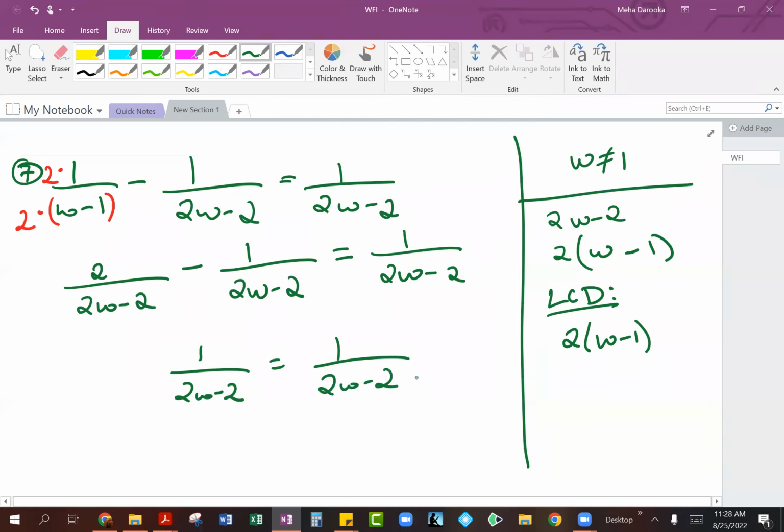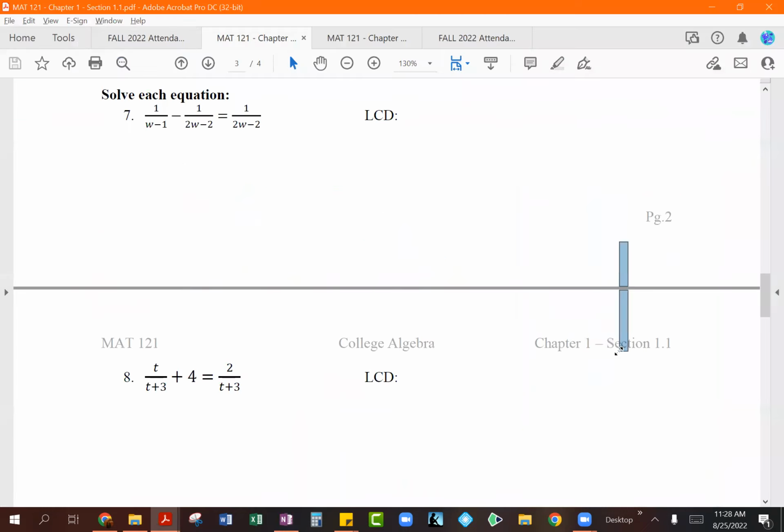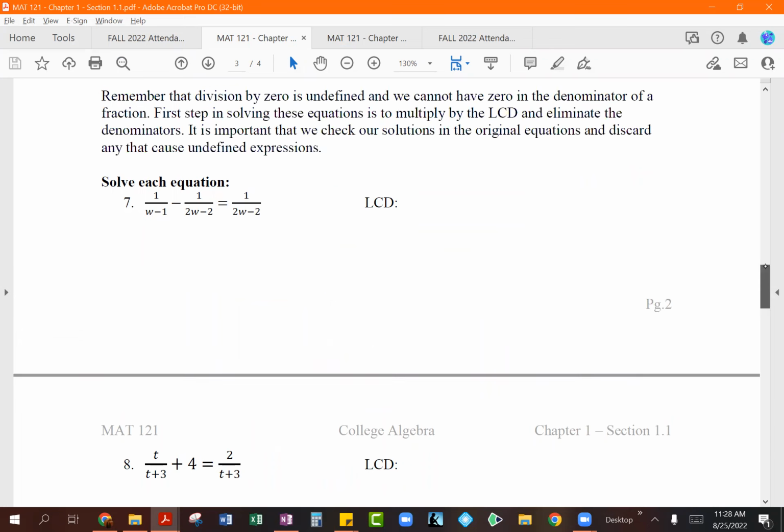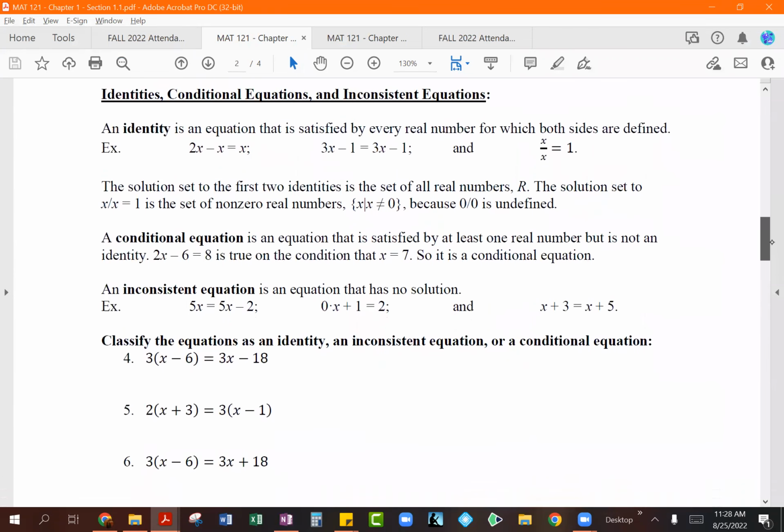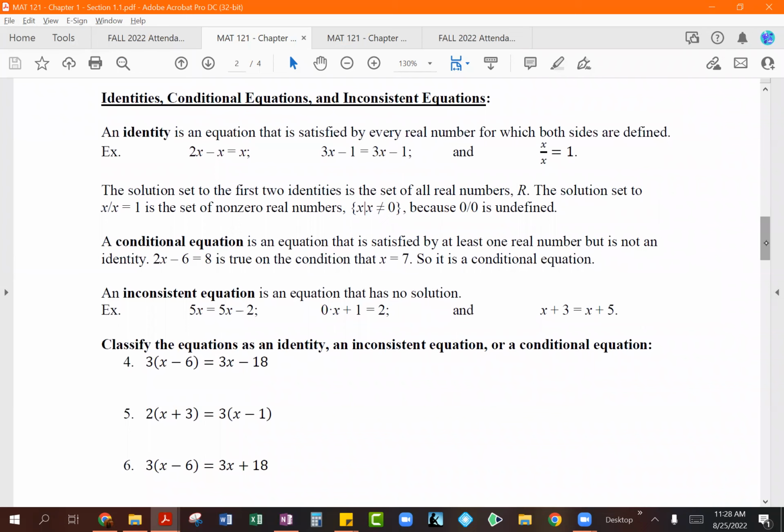What type of equation do you think this is? So the left-hand side matches our right-hand side, right? 1 over 2w minus 2 equals 1 over 2w minus 2. Remember, we had talked about the different types of equations. Yeah, very nice. Remember how we had talked about identity, conditional, and inconsistent equations?